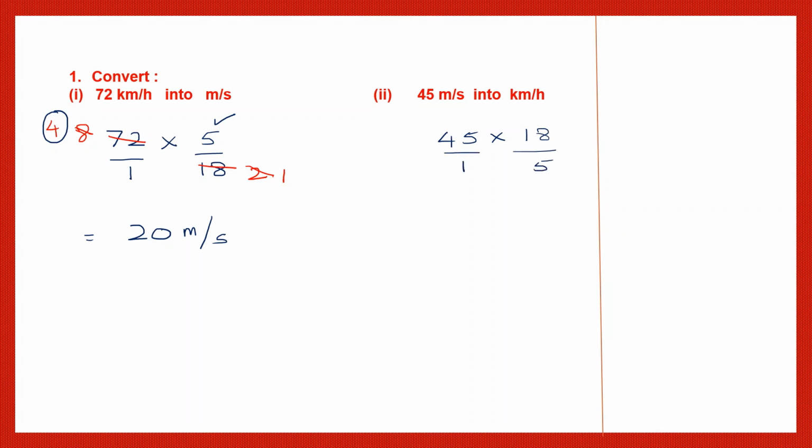We can cancel 5 and 45. 5 ones are 5, 5 nines are 45. We just have to multiply 18 into 9. 9 eights are 72, carry 7, 9 ones are 9, plus 7 is 16. So here we have 162 and we have converted it to kilometer per hour.